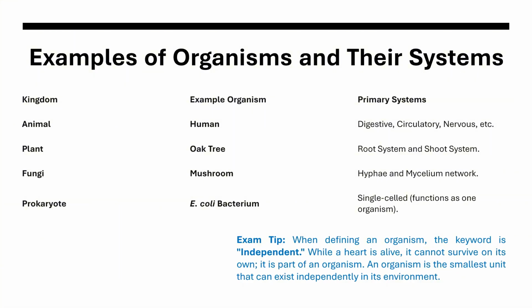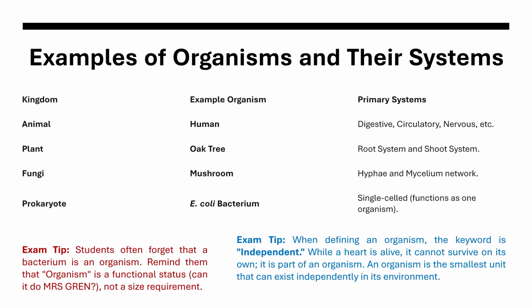So when defining an organism, the keyword is independent. While a heart is alive, it cannot survive on its own. It is part of an organism. So an organism is the smallest unit which can exist independently in its environment. Remember, students often forget that a bacterium is an organism. I am again and again reminding you that organism is a functional status, that it can do Mrs. Gren. There is no size requirement. If an organism performs these seven functions, that is considered an organism.